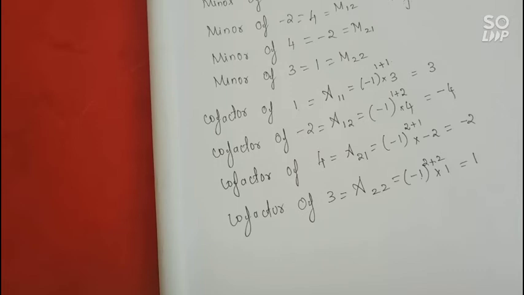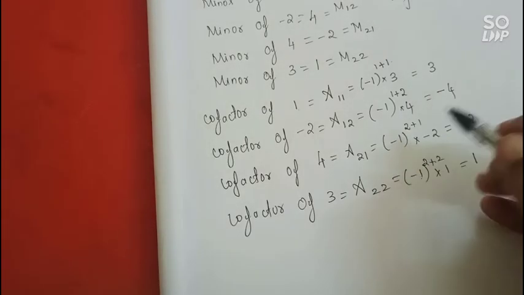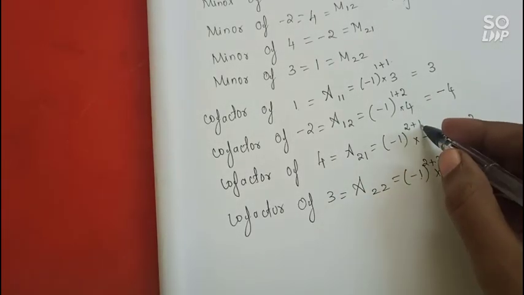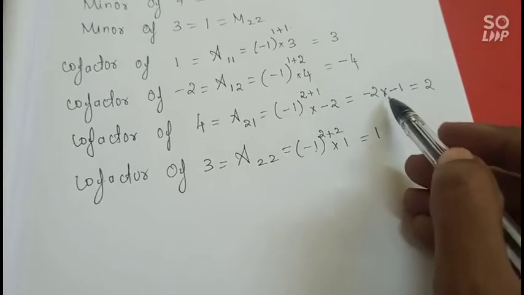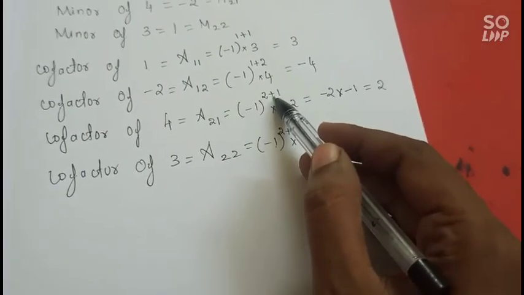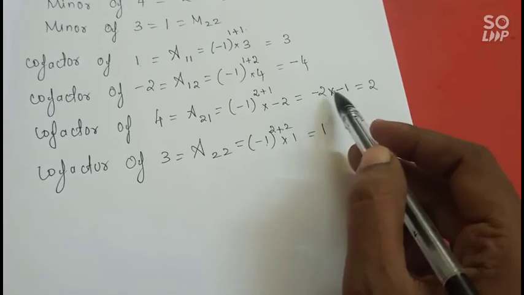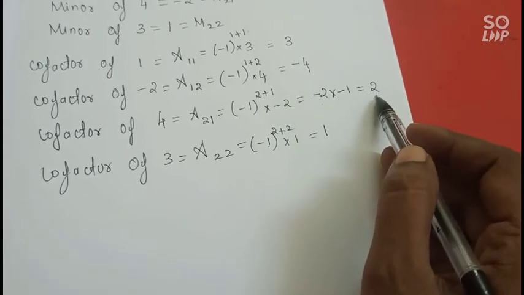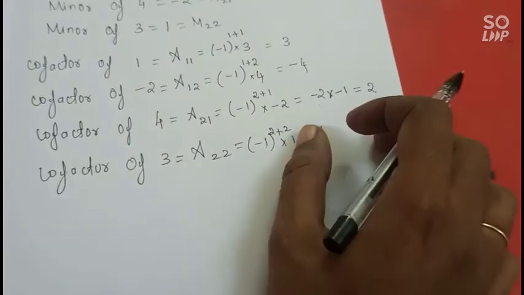Ma'am, we don't need to find all the things like this. See here, we made one mistake. (-1) the whole power 3 means -1. Okay students, -2 into -1. So (-1) the whole power 3 means -1. So -2 into -1 is equal to 2, you will get. Okay, understand? Have you got it?